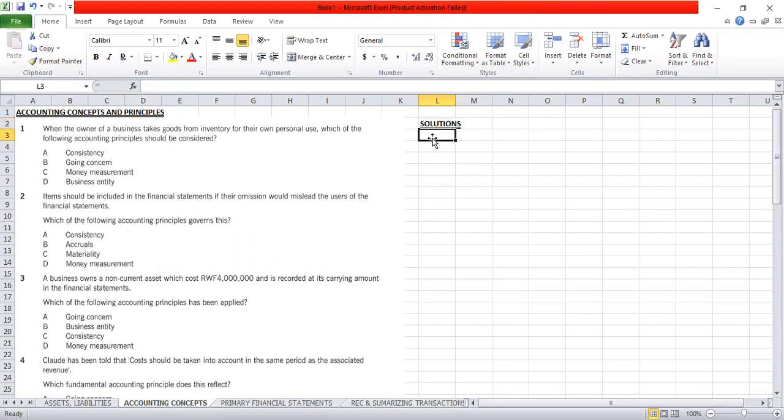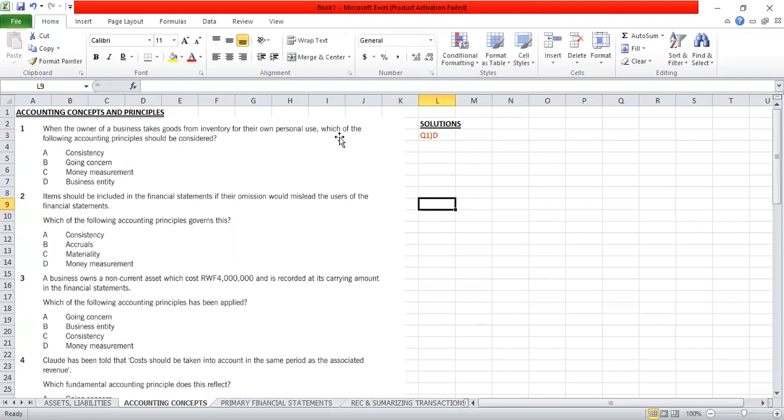Question number 1. When the owner of a business takes goods from inventory for their own personal use, which of the following accounting principles should be considered? In this case it is a drawing. The accounting concept relating to the drawings is a business entity. D.